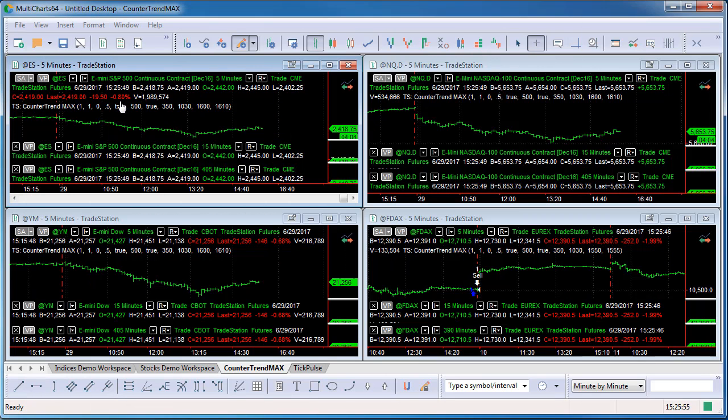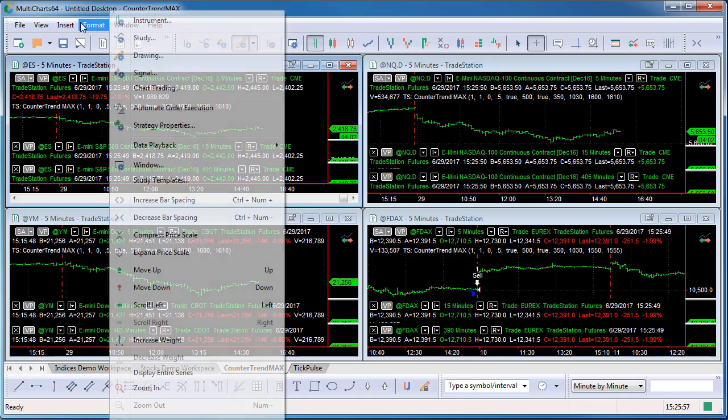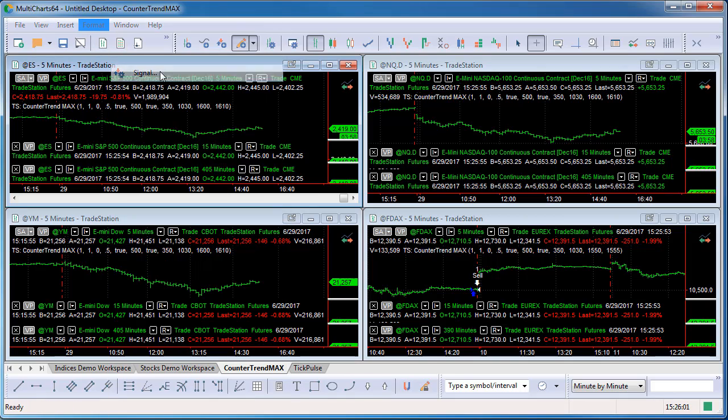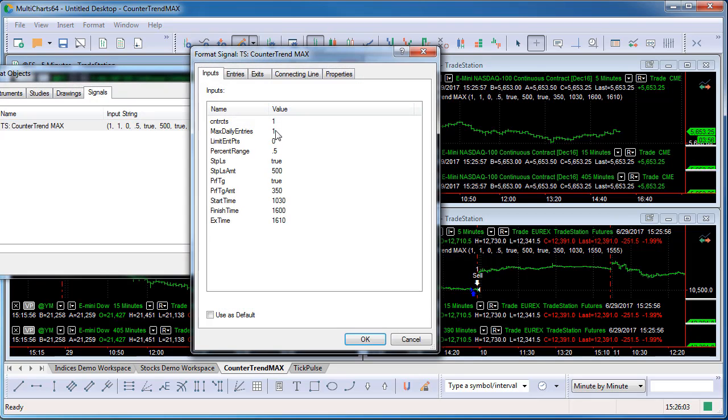One of the things you can do is change the settings. We have a stop loss of 500 and a profit target of 350, and some people don't like that. They want to say, okay, I want a stop loss of 350 and a profit target of 500. Let's take a look at how that works.